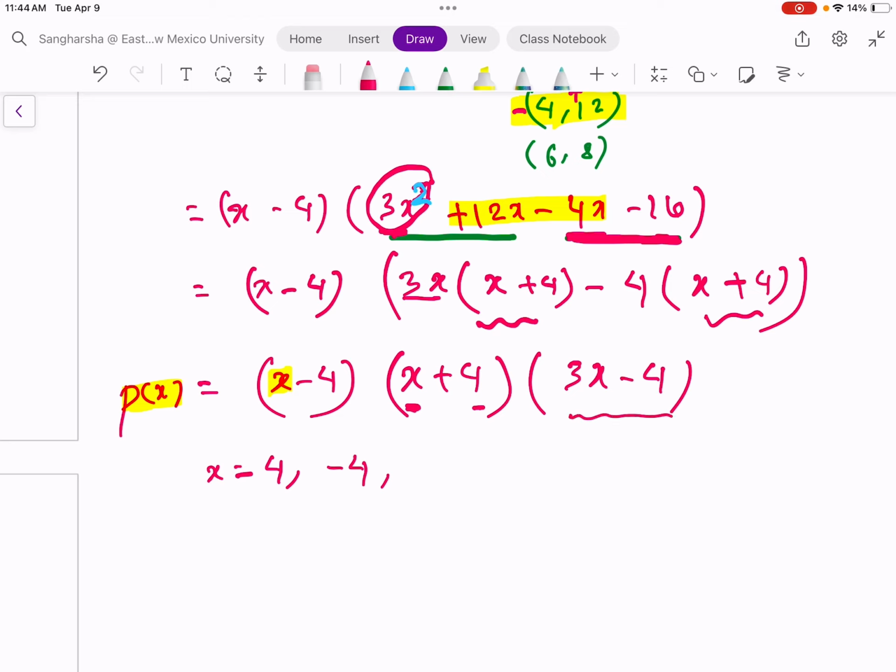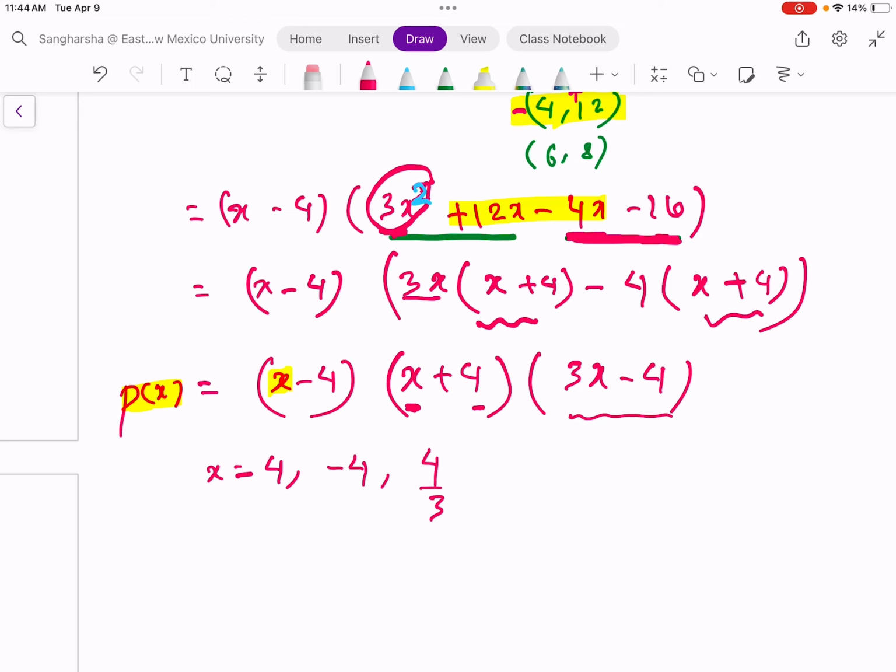For what x value is this 0? 4 over 3. So 3 times 4 over 3 is 4, 4 minus 4 is 0, and 0 times the remaining is 0. So these 3 are the real 0 for this function. And these are also the x-intercepts for this function. And these are also the solutions for this equation p of x equals 0.